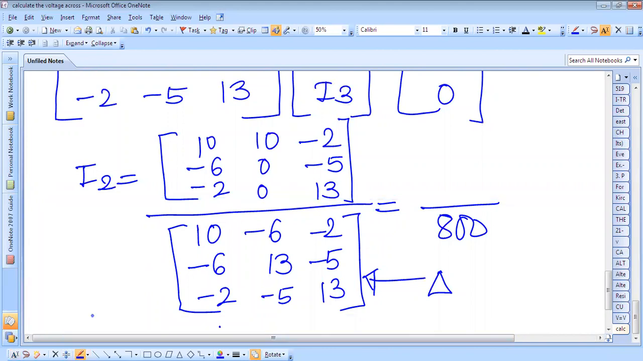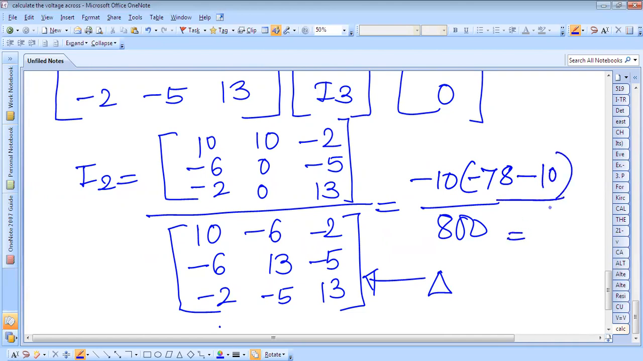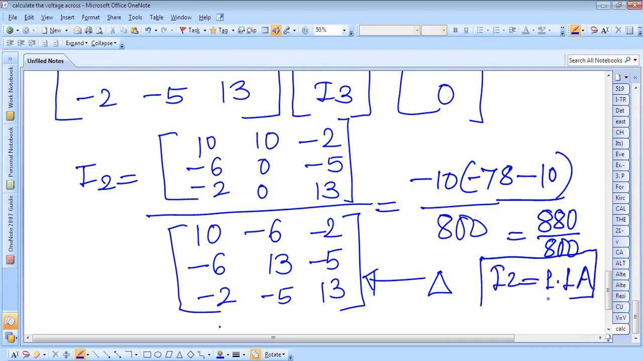What is the upper matrix? See, this 10 into the product of this is 0. Then minus 10 into, because this is the middle term, minus 10 into minus 78, and this is minus minus plus, again minus 10. So what we get here is 880 divided by 800. This is equal to 1.1 ampere. So I2 is equal to 1.1 ampere.